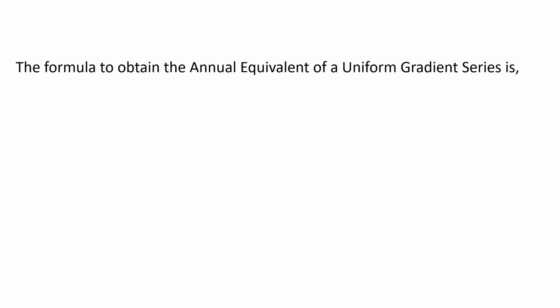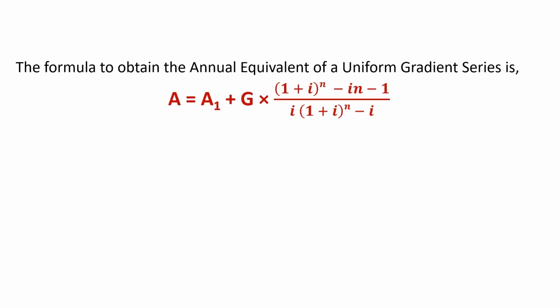The formula to obtain the annual equivalent of a uniform gradient series is A is equal to A1 plus G multiplied by 1 plus I to the power of n minus I into n minus 1 all divided by I into 1 plus I to the power of n minus I. Here the value of I is in terms of decimals.